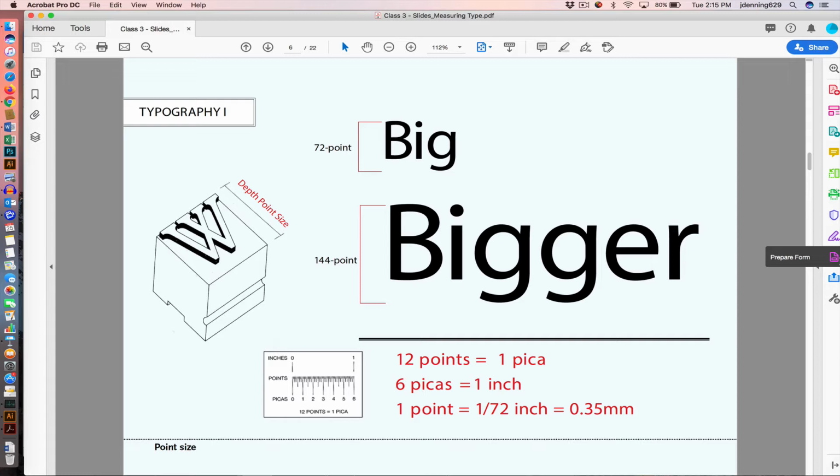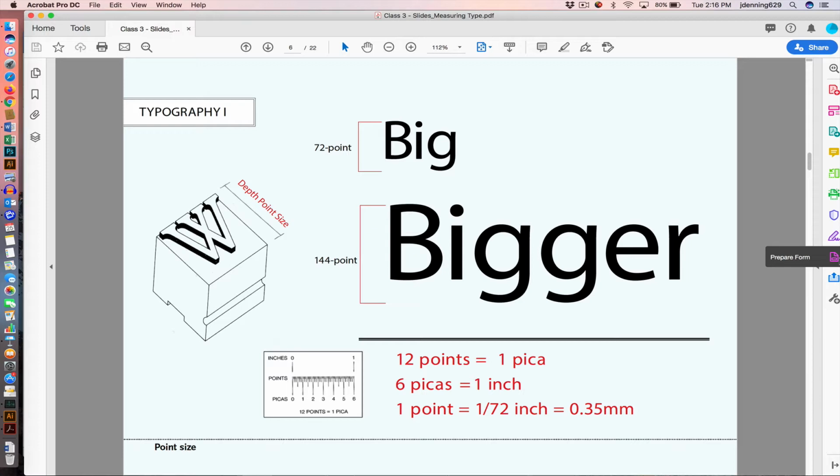And to make things even more confusing, we have these things called picas. So we have points, but how do they translate into inches? 12 points equals 1 pica. 6 picas equals 1 inch. So 1 inch equals 72 points. And that's kind of how you think about it. With those specialized rulers, they're going to have the picas, the points, and the inches.